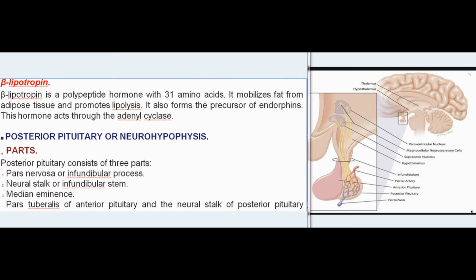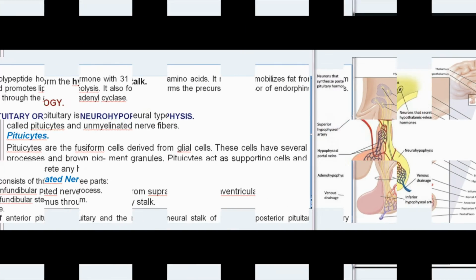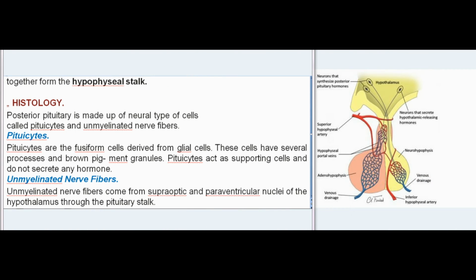Posterior pituitary or neurohypophysis. Parts. Posterior pituitary consists of 3 parts: pars nervosa or infundibular process, neural stalk or infundibular stem, median eminence. Pars tuberalis of anterior pituitary and the neural stalk of posterior pituitary together form the hypophyseal stalk. Histology. Posterior pituitary is made up of neural type of cells called pituocytes and unmyelinated nerve fibers.